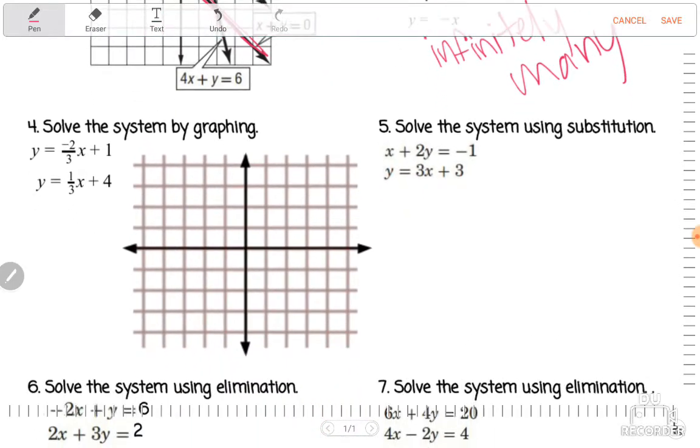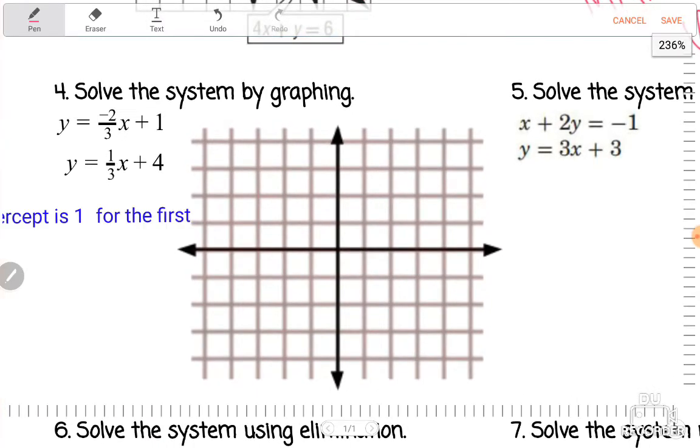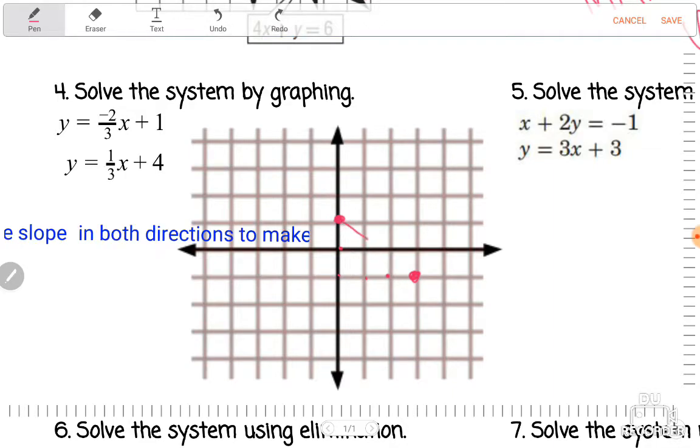Alright, moving on to numbers 4 and 5. For graphing on number 4, the y-intercept starts at 1. For this equation, the slope is negative 2/3, which means I'm going down 2, and then to the right 3. 1, 2, 3. So I have those 2 points, I can make my line. If I want to be more precise, I can keep going with the slope. If I go backwards, it would be this point here. And I just make my line.